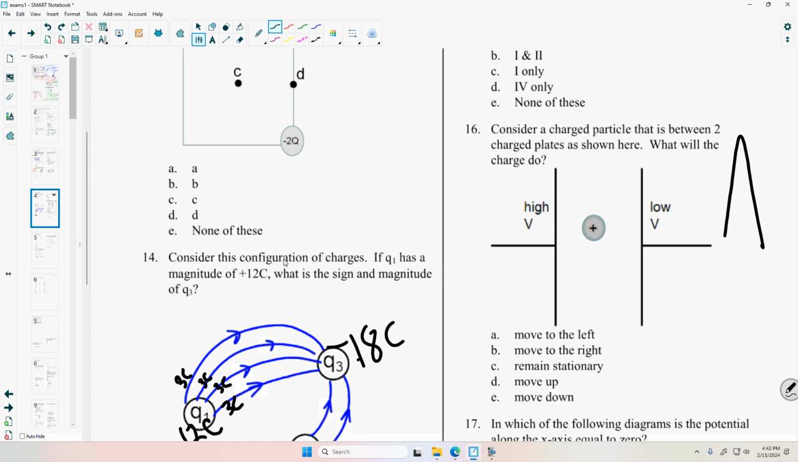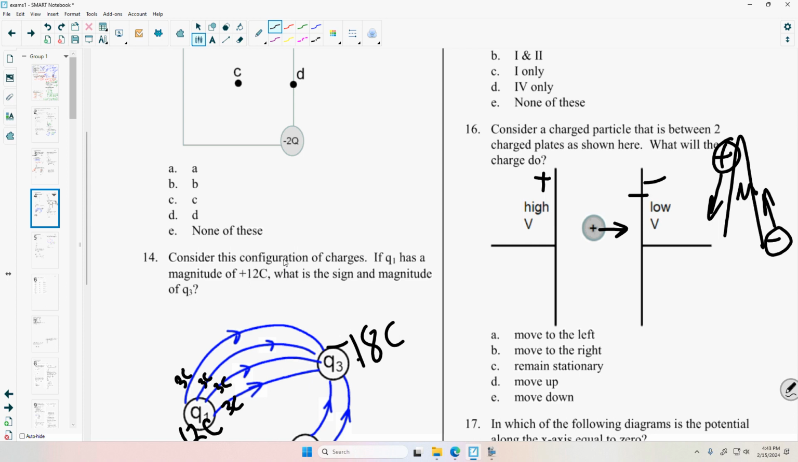I always remember my mountain. Positive charges will roll down. Negative charges do the opposite. They roll up. Or I can remember that high potential is positive, low potential is negative. So, of course, this one would be attracted to the negative side. It would move in that direction.